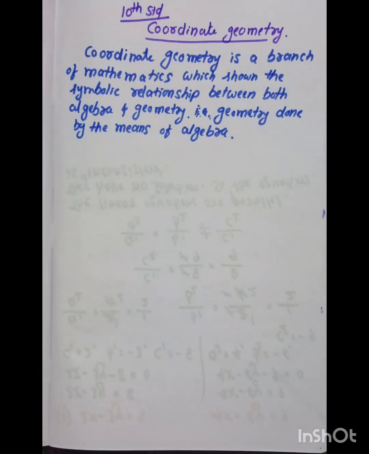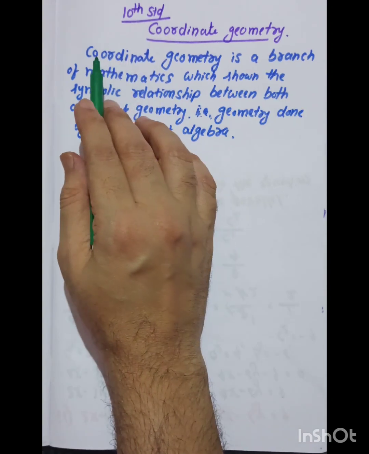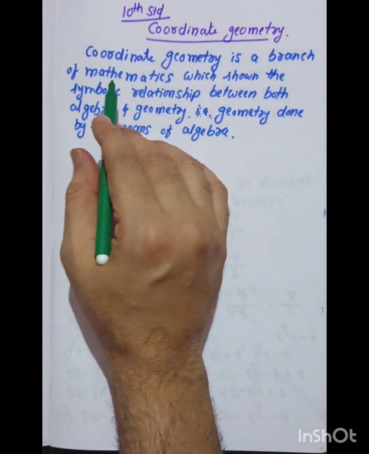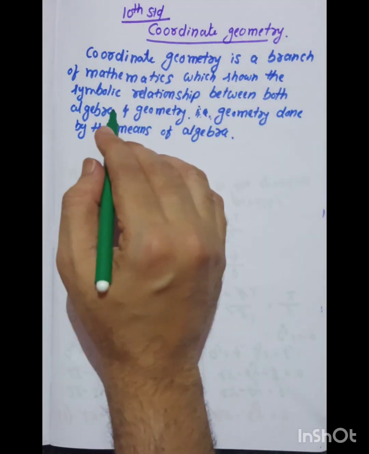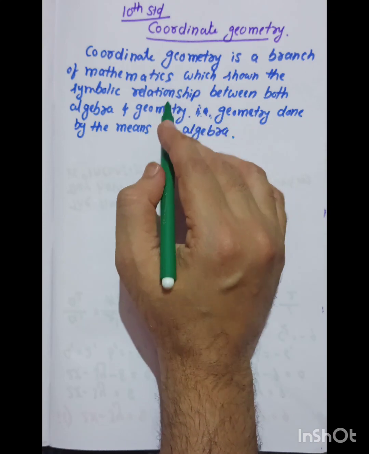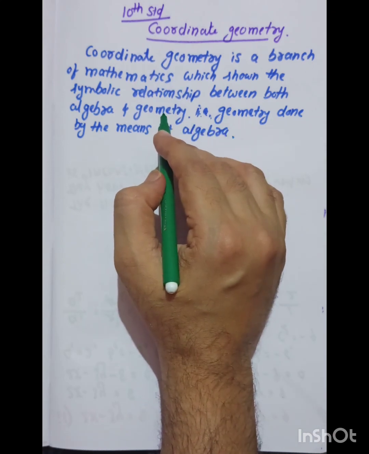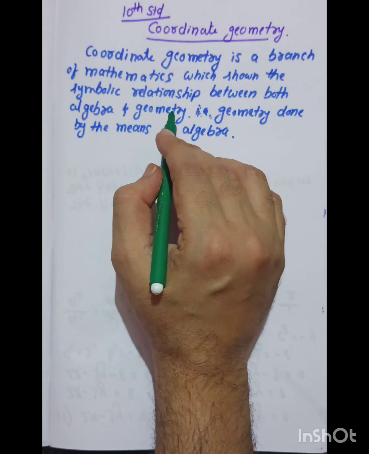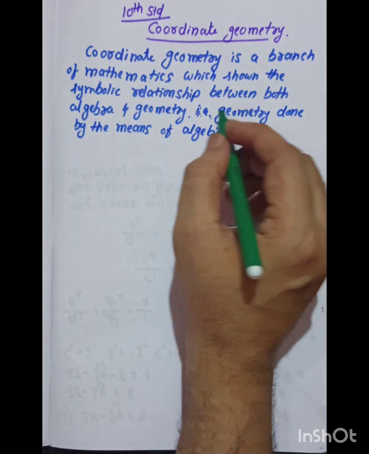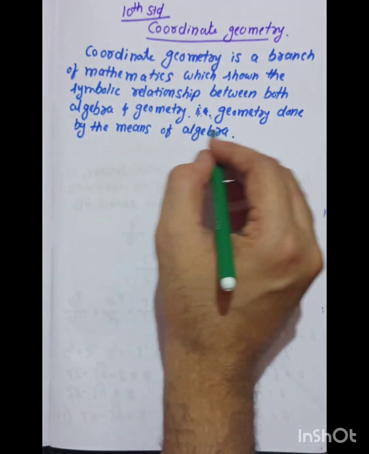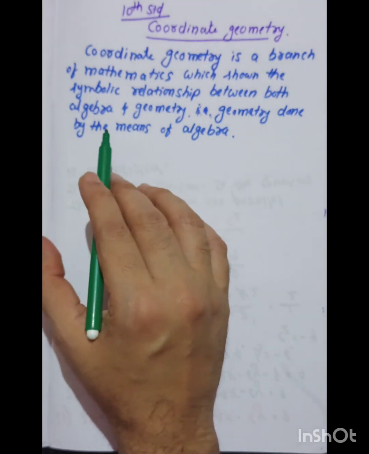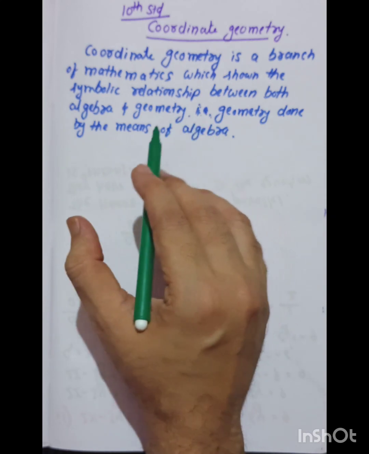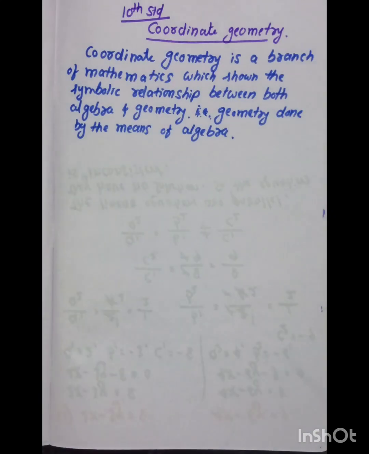Yes, let's try to know the meaning of coordinate geometry first. I write like this: coordinate geometry is a branch of mathematics which shows the symbolic relationship between both algebra and geometry. As the sentence says clearly, we are finding the relationship between algebra and geometry under coordinate geometry. That is, geometry done by means of algebra. In the problems you come across, geometry is done by means of algebra. Algebra used in geometry is called coordinate geometry.